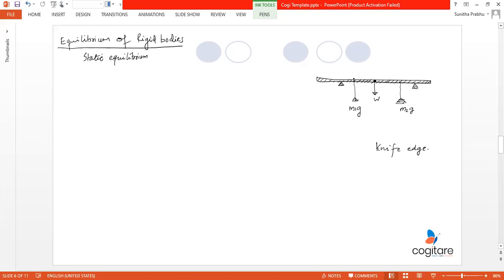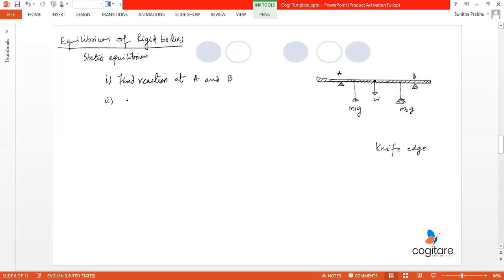Then what will they do? They will ask the following questions. Find reaction at something. You call this point A, this is point B. Find reaction at A and B. They may say this.